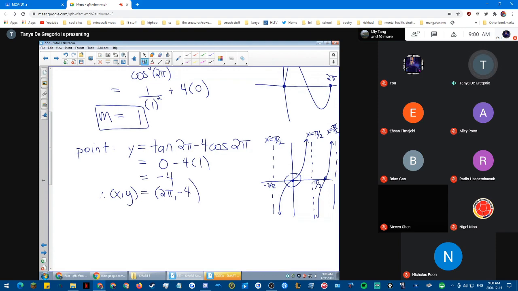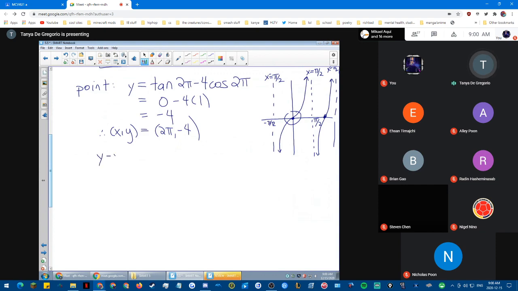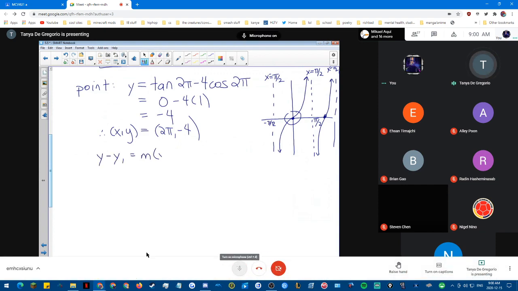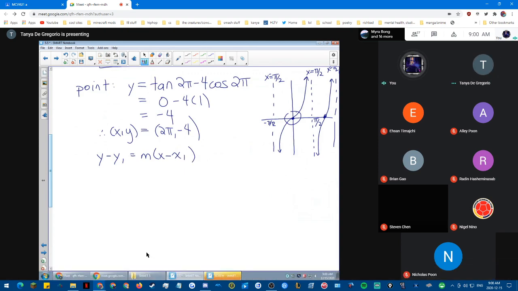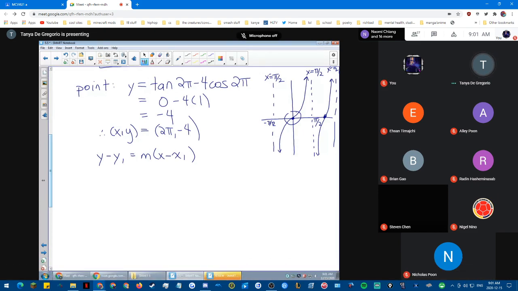So I have my slope, I have my point, and now we sub into point slope. For sure you can. Absolutely. Yes, for sure you can. Okay, but it is beneficial to know your tan graph. It is good to know what your tan graph is all about, but absolutely you can do it that way.